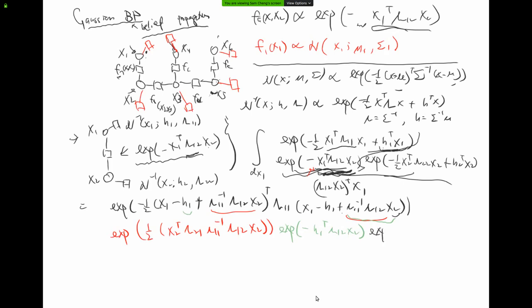Let me recopy this here. Yes, so then everything is good. It looks like everything is good. Now if we take the integral over dx1, then this thing will be gone. So this thing is gone.